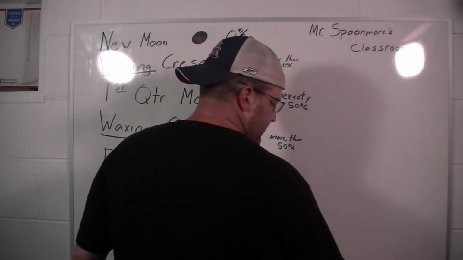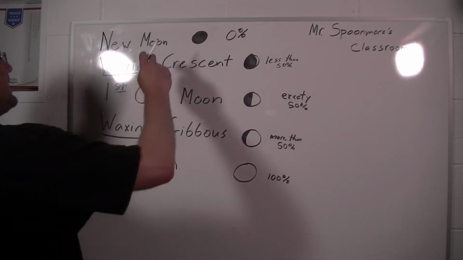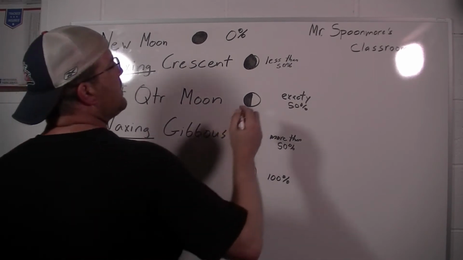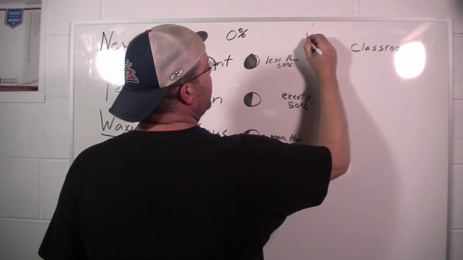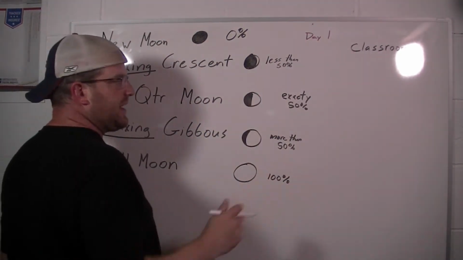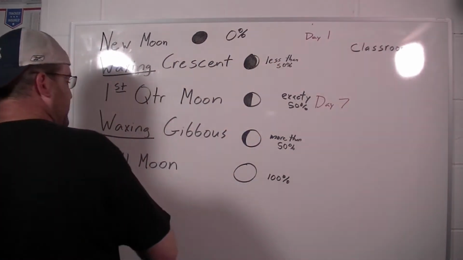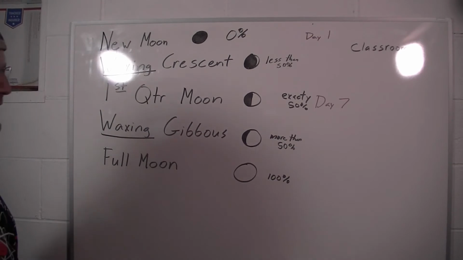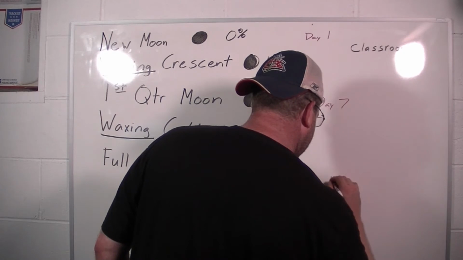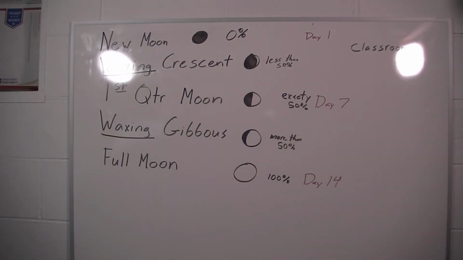So when I look at these, when I think about the lunar cycle as a whole, in order to get from a new moon to a first quarter moon is about 7 days. So let's call this day 1 of the lunar cycle. First quarter, it takes 7 days to get there. We'll call that day 7. And to get to a full moon is going to be 14 days. And this is the first half of the lunar cycle.